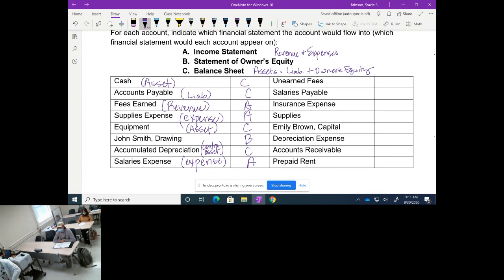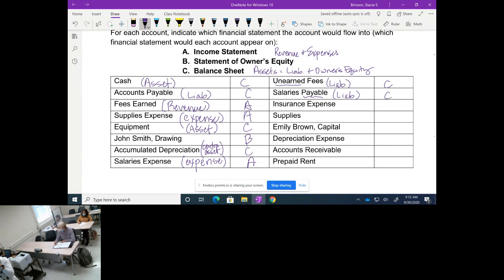Unearned fees. What kind of account is unearned fees? Is that an asset? Yeah, it's unearned revenue. It's a liability. So where would it go? On the balance sheet. Salaries payable. It's a liability. Anything that you see payable by is going to be a liability.